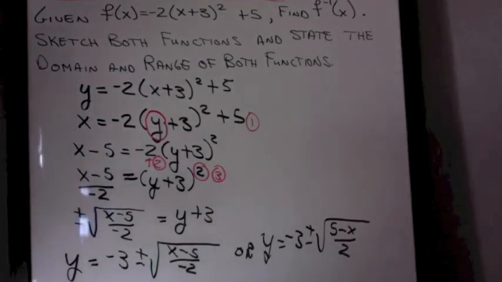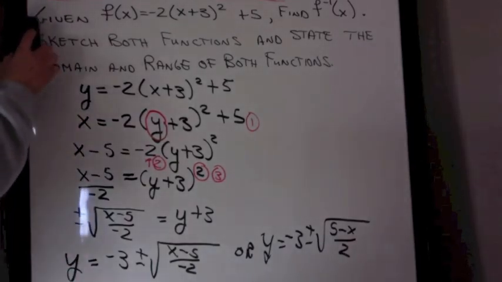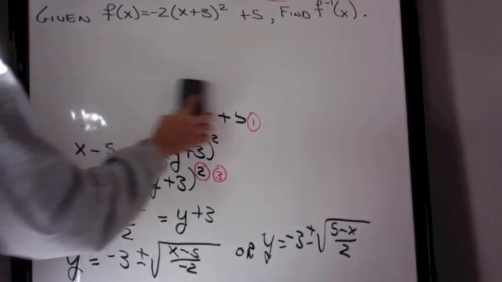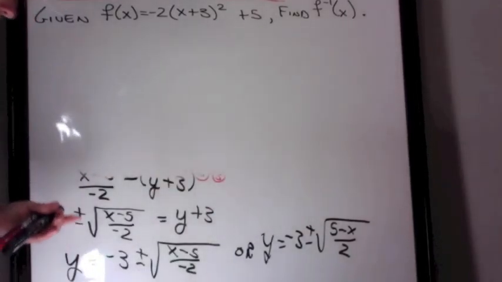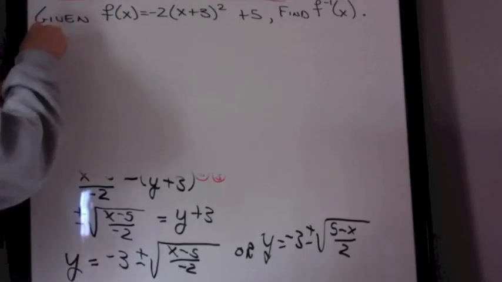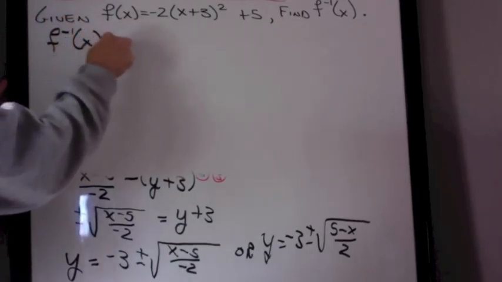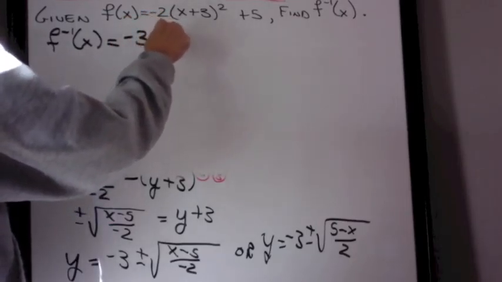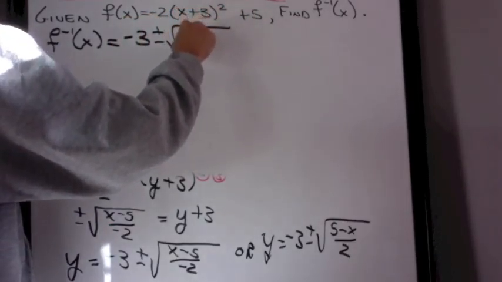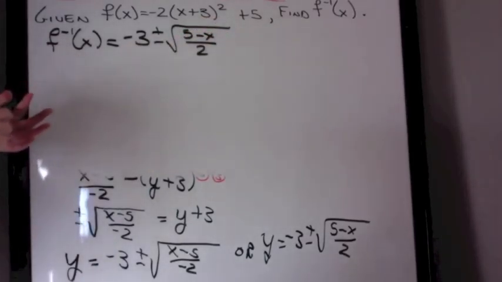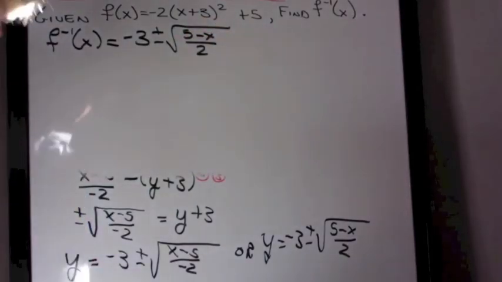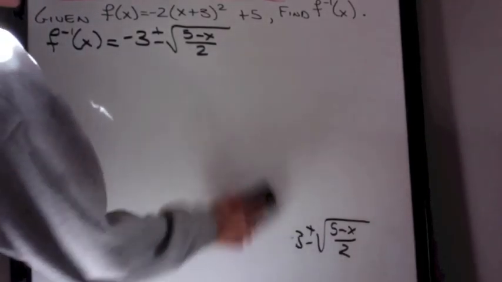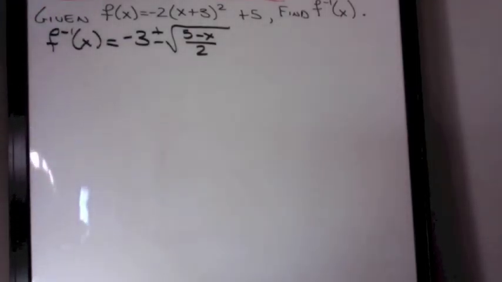Okay, so I'm going to remove some of this so we can get the picture in. So I need the original, and I will write down what f inverse is. I kind of like this version better, so we'll call it minus 3 plus or minus the square root of 5 minus x all over 2. Okay, so there's my 2 functions. Now I want to graph them. All I'm actually going to do is just a sketch.